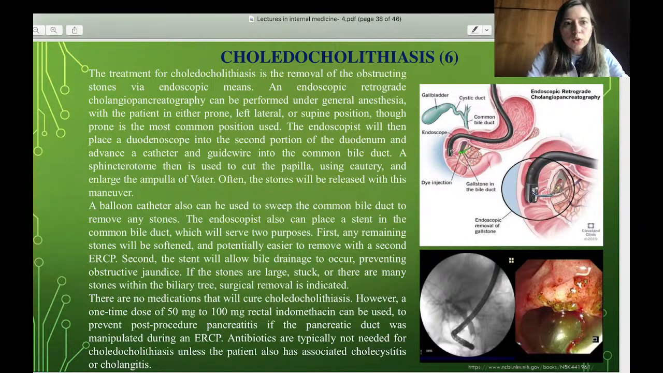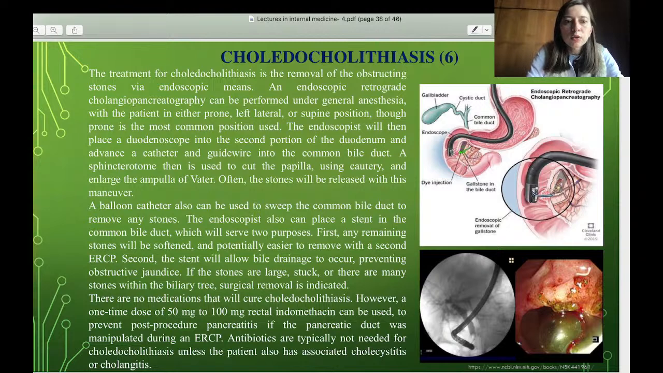A sphincterotomy then is used to cut the papilla using cautery and enlarge the ampulla of Vater. Often the stones will be released with this maneuver. A balloon catheter also can be used to sweep the common bile duct to remove any stones. The endoscopist also can place a stent in the common bile duct, which will serve two purposes.